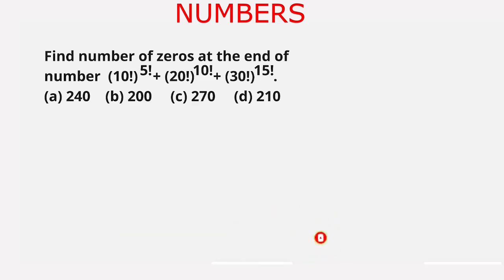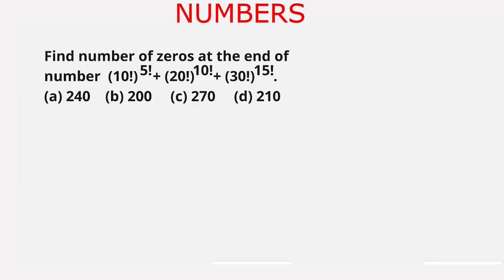In the given number, we have just to find the number of zeros at the end of 10 factorial raised to the power 5 factorial, and that will be the answer for the given question. And the number of zeros at the end of any number is nothing else but the power of 10 in that number, and 10 is equal to 2 multiplied by 5. So we will find the power of 5 in 10 factorial raised to the power 5 factorial.